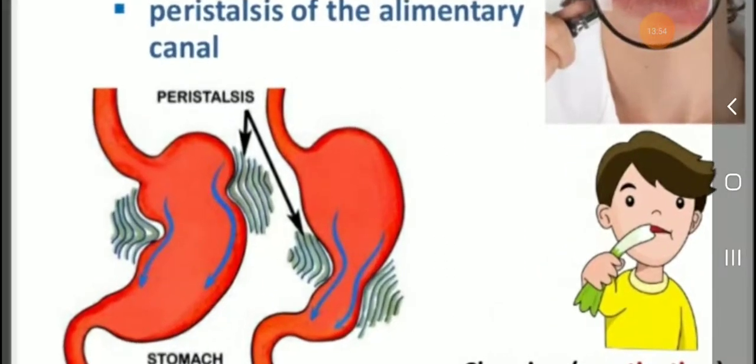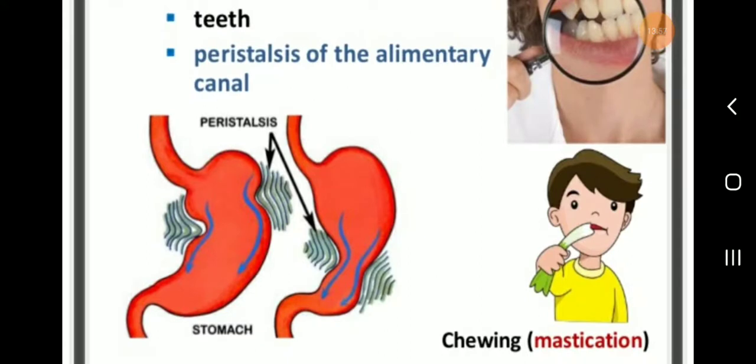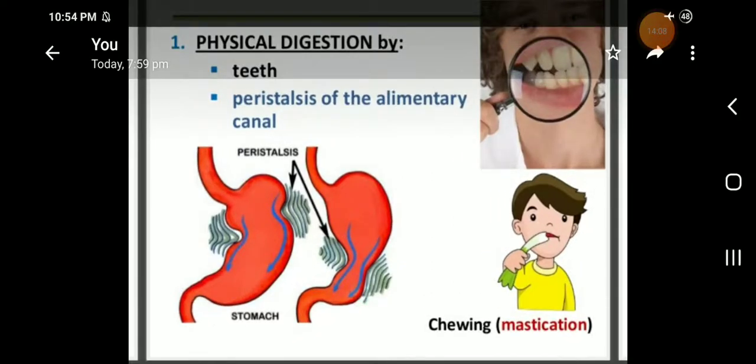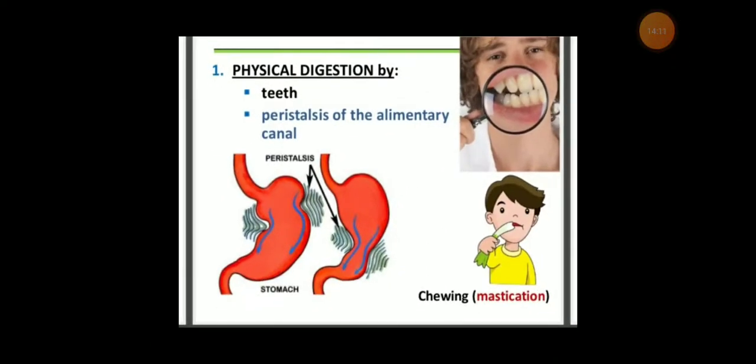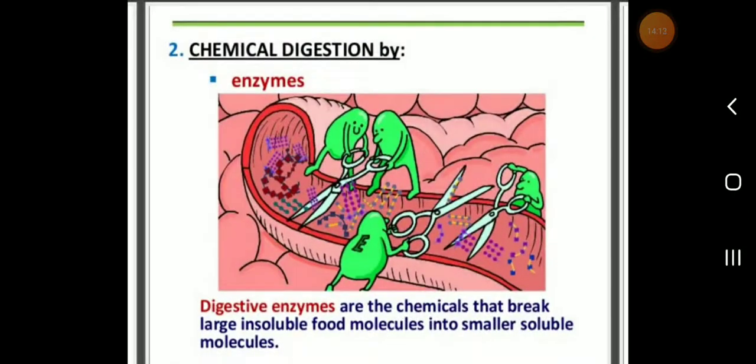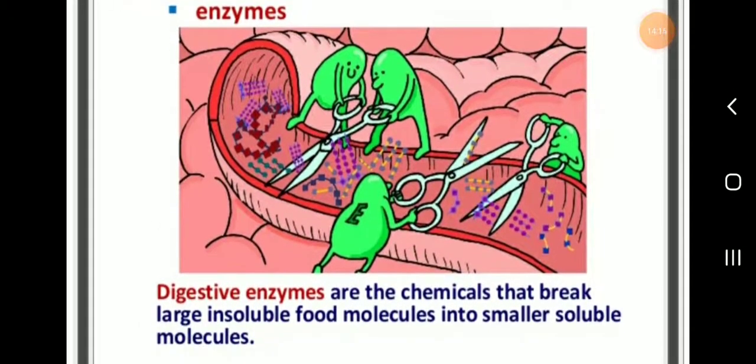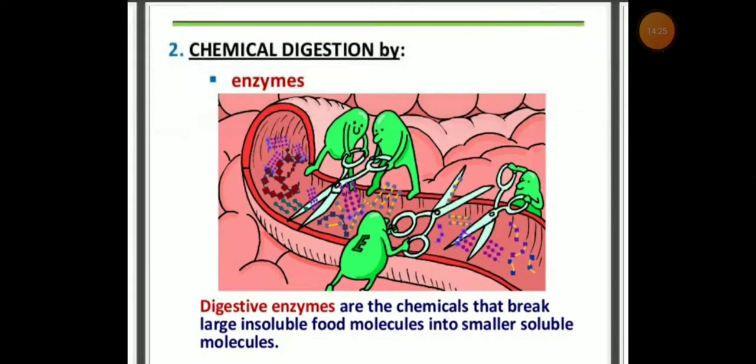The swallowed food is moved by peristaltic movement, through which it flows to the stomach. Then chewing, mastication. Teeth, chewing, mastication, that is physical digestion. What is meant by chemical digestion? The digestive enzymes are the chemicals that break large insoluble food molecules into smaller soluble molecules. That is chemical digestion.